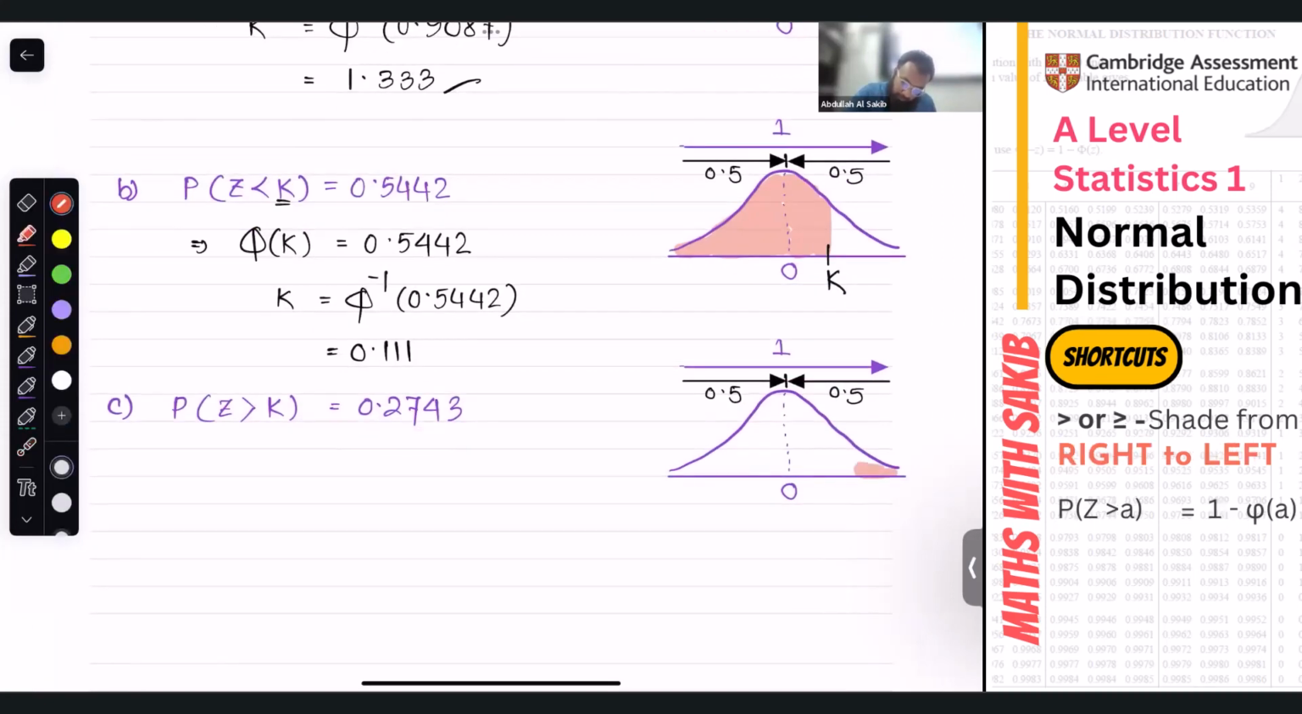27%. So where the K will be? Will it be in this portion or in this portion? Where? The first part, isn't it? Because 27% is below 50%. So this value is K. This point is K. Is it okay, Baba? No, as I said, if it is more than, I have to start shading from right to left. Clear?